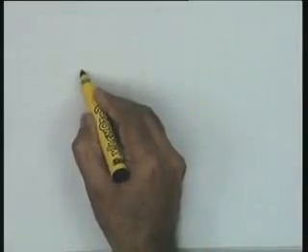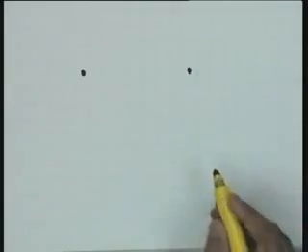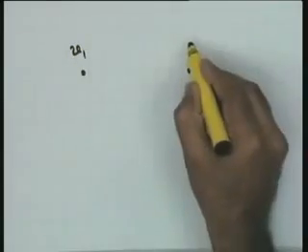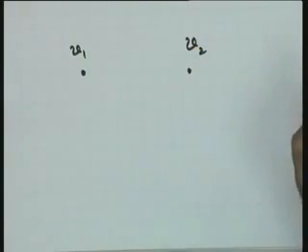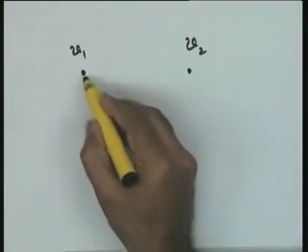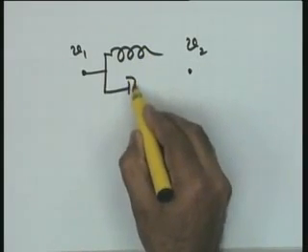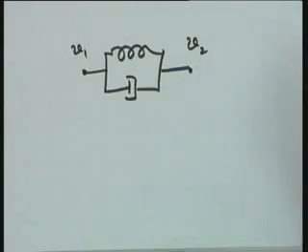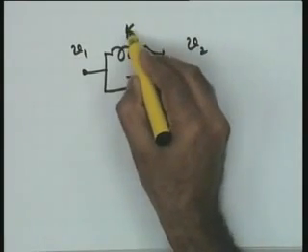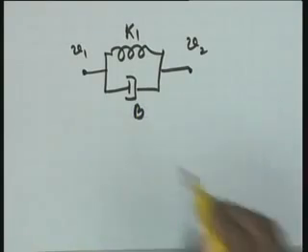Look at this particular case now. I would like to write the electrical model for this. Well, there are two nodes. Let me say that the two nodes for me are the velocity v1 of the mass m1 and velocity v2 of the mass m2. Okay? Between these two velocities there are two elements, the spring and the damper, and the values are k1 and b.